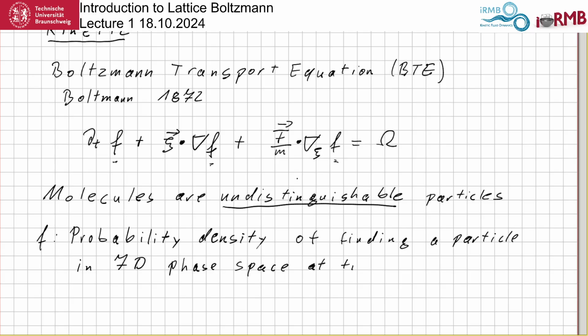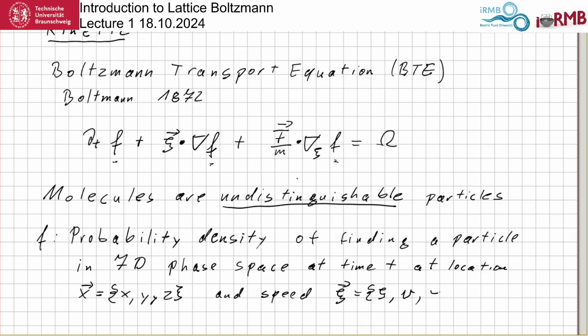So what are the dimensions? There's a time t, then there is a location. In 3 dimensions, the location is given by vector x, which contains x, y, and z. And then the particles also have a speed, the velocity xi. The vector xi is composed of a scalar xi, a scalar upsilon, and a scalar zeta. I'm very sorry for these letters, but that's the way we usually write this.